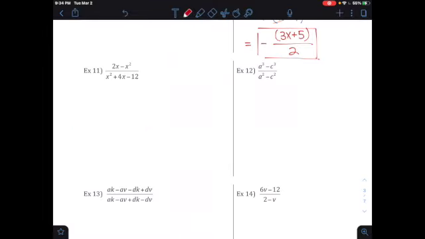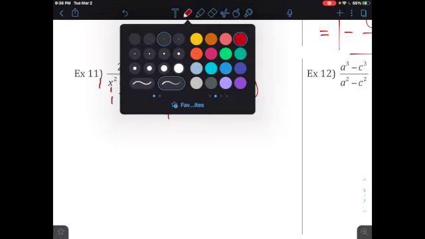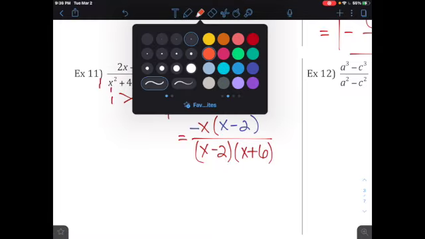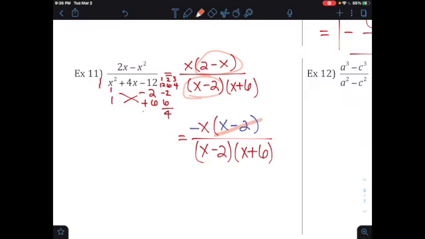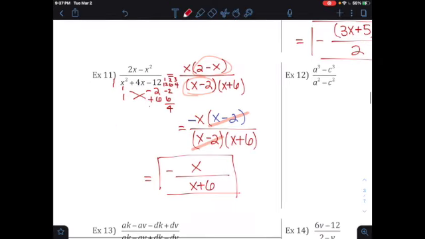Please try example 11 yourself. So for example number 11, I hope you guys recognize one more time x minus 2 and 2 minus x. What would you need to do? You need to change the position. In this case, that's going to be x times, let's put the negative out front, the negative x minus 2 over x minus 2 times x plus 6. And when you cancel them, just like what we had before, x minus 2 with x minus 2, your answer we're left with is negative x over x plus 6. And that is example number 11.